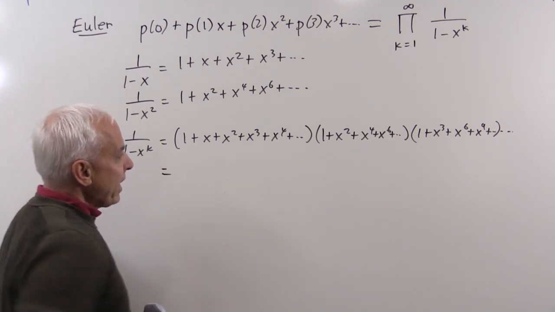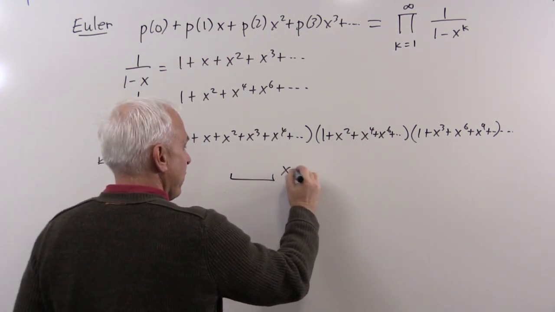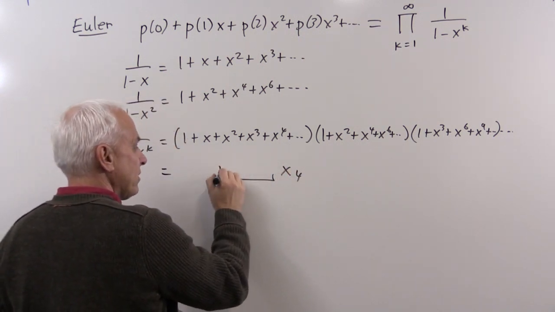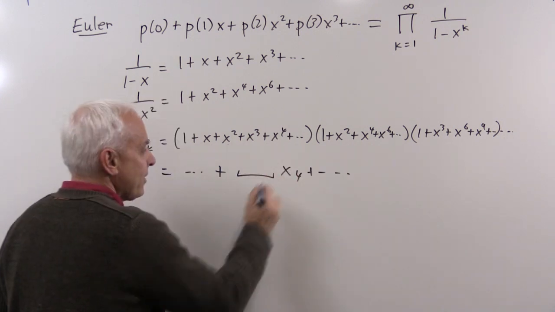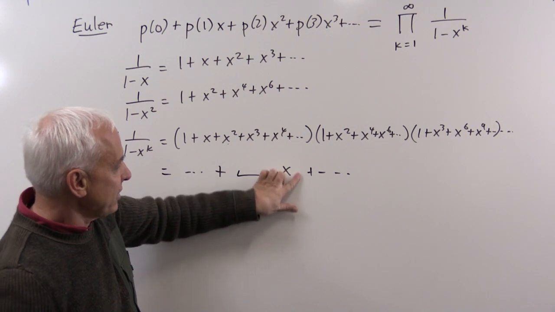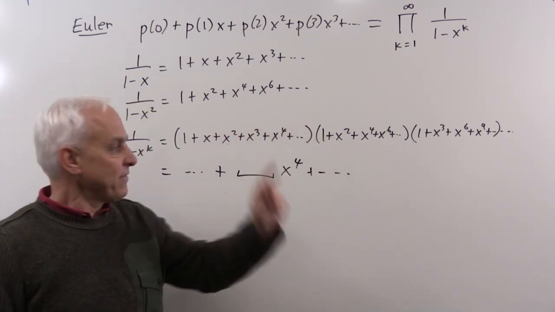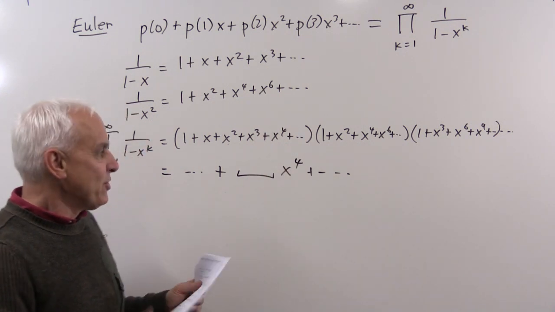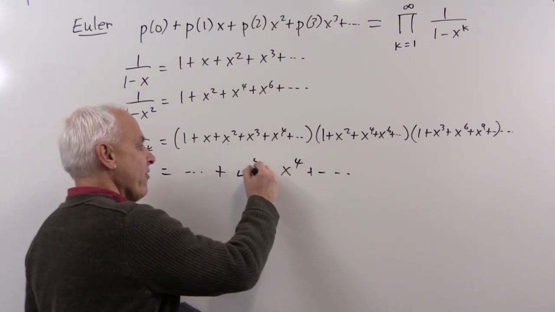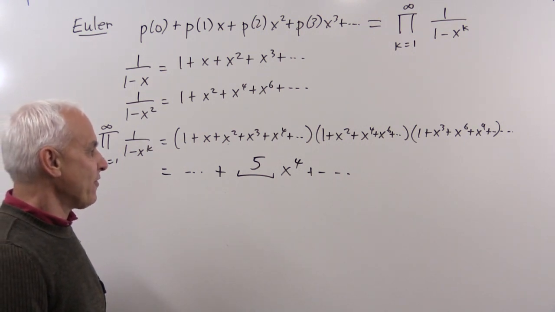Now, if you look at something like the coefficient of x to the 4th in this, when you expand it all out, so if we think about the number of ways that we can get an x to the 4th out of multiplying these things, if you look at all the possible ways, then you should be able to see that you're going to get 5 of them, and those 5 ways correspond to the different partitions of 4.